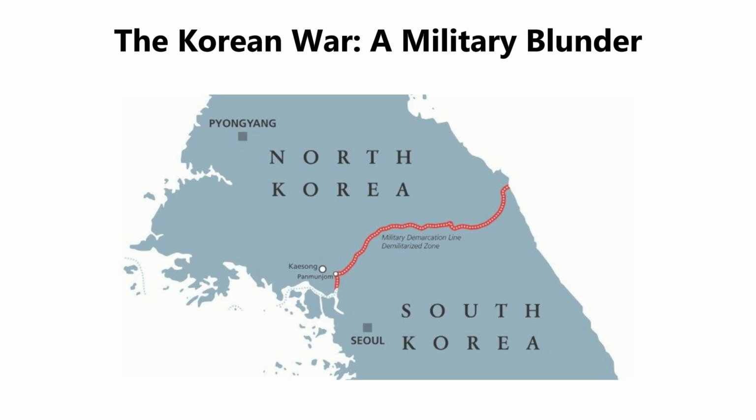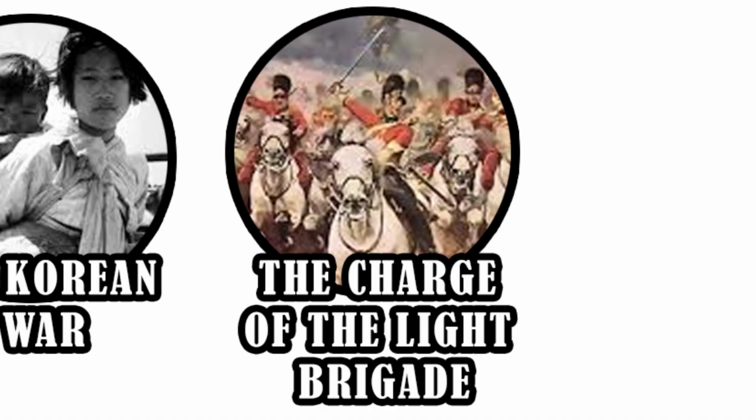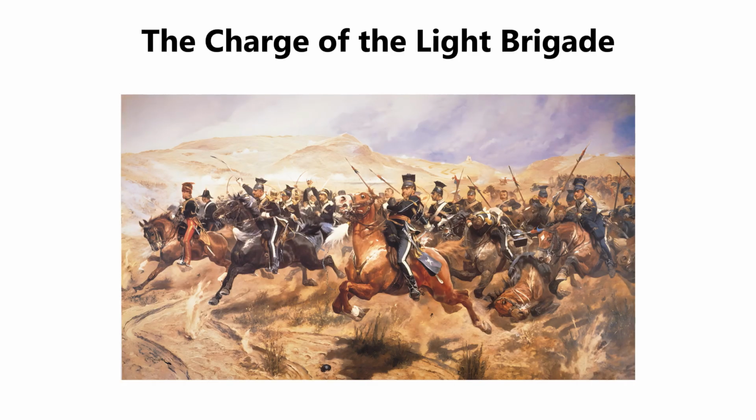The Charge of the Light Brigade, one of the most famous and tragic military blunders in history, occurred during the Crimean War in 1854. This incident, often used to illustrate the futility of military miscommunication, is remembered as an example of heroism, but also as one of the most avoidable disasters in military history.